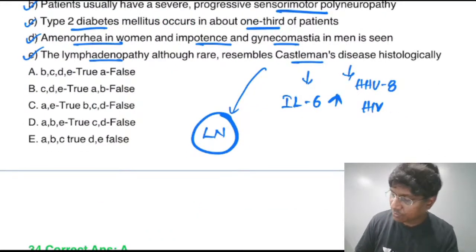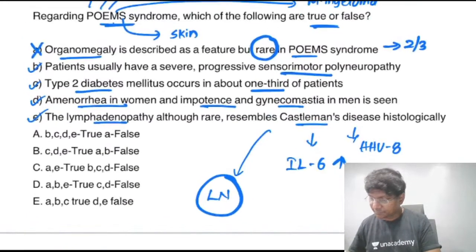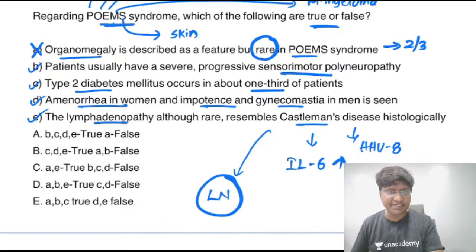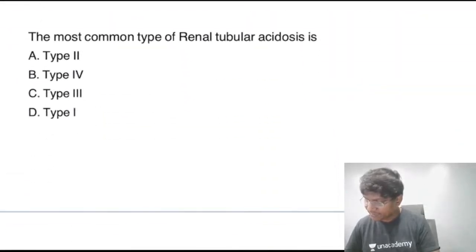So remember, option A is the false statement. The remaining options given are all true statements. That is about your POEMS syndrome. One or two more questions we'll discuss and then wind up.